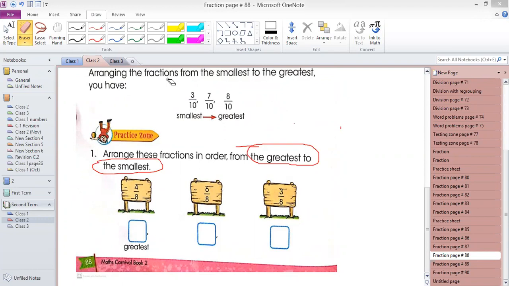Yahya Yusuf, we have to arrange from greatest to smallest, not smallest to greatest. Greatest to smallest means the biggest number will come here, then the second biggest, and then here the smallest. In this way you have to write.